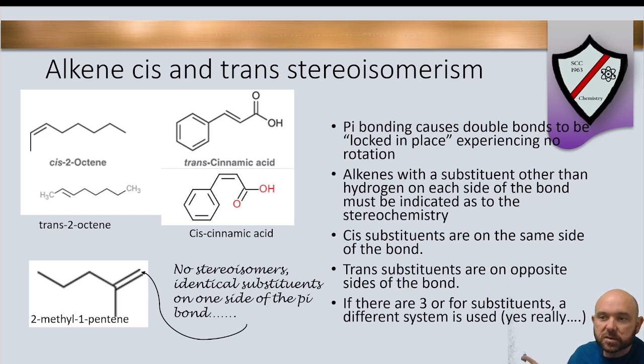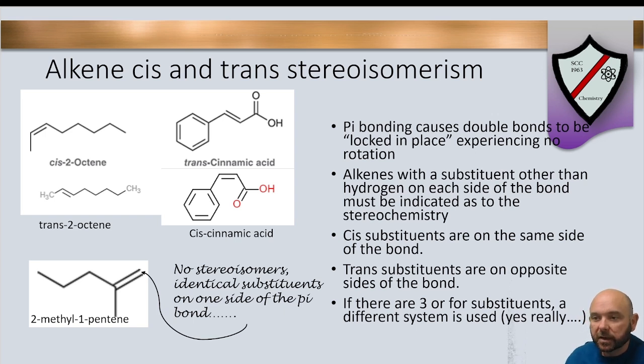Alkenes with substituents other than hydrogen on each side of the bond must be indicated as to the stereochemistry. Cis substituents are on the same side of the bond, and trans substituents are what is considered to be on opposite sides of the bond.